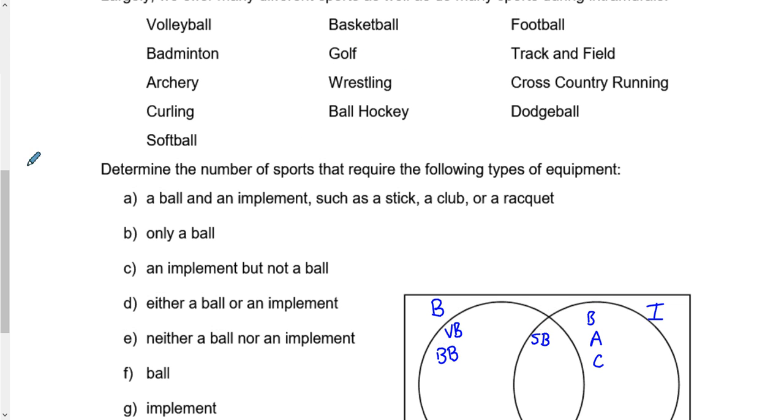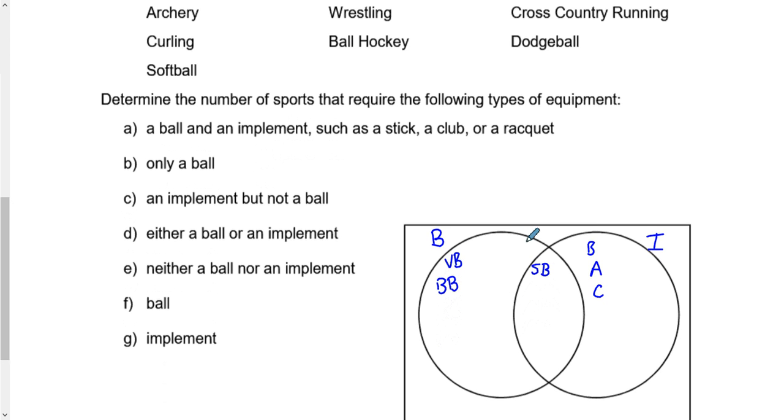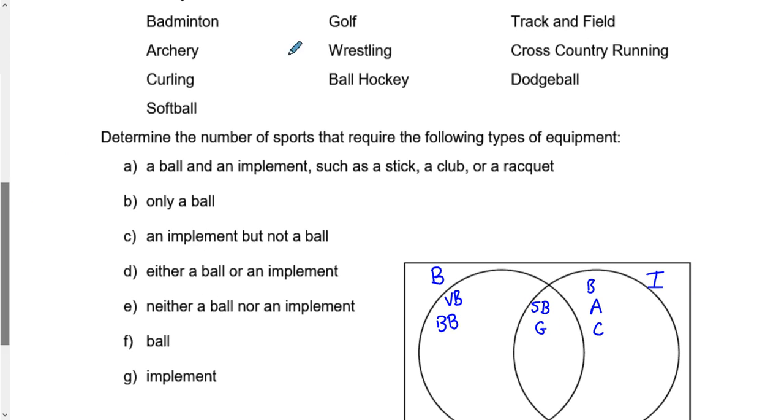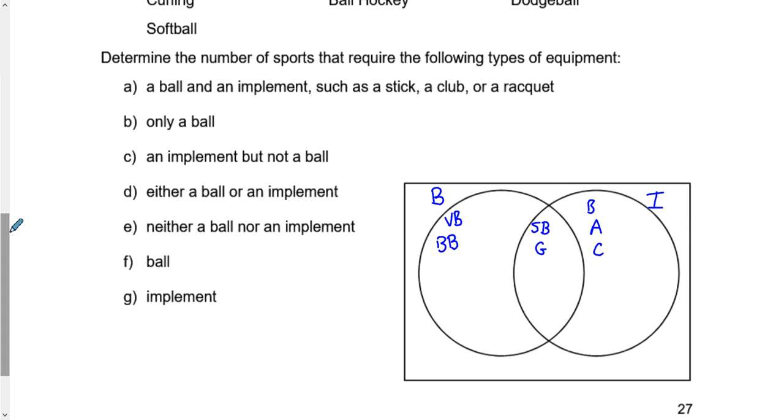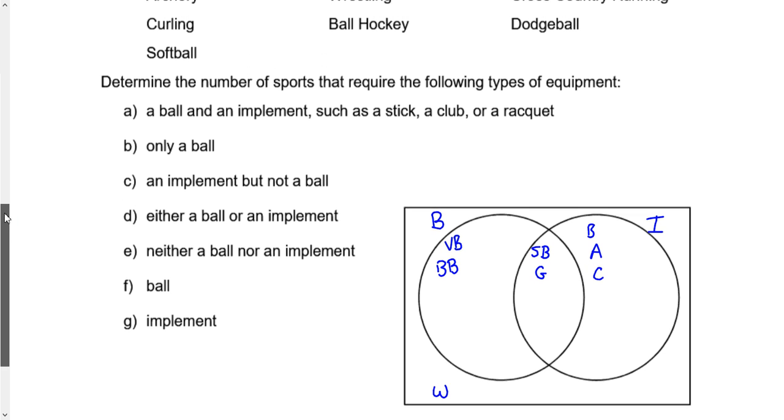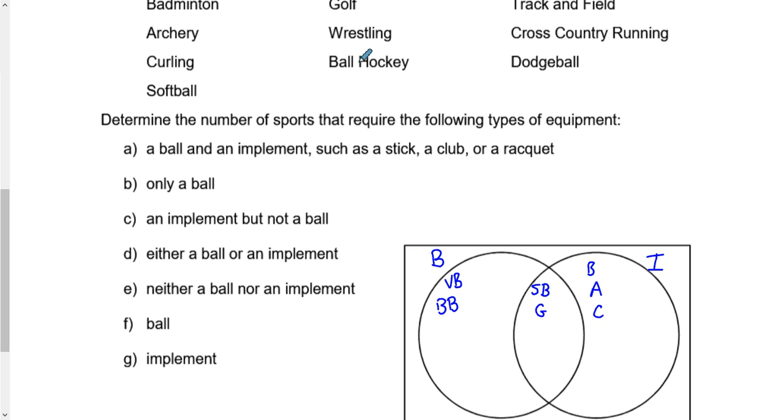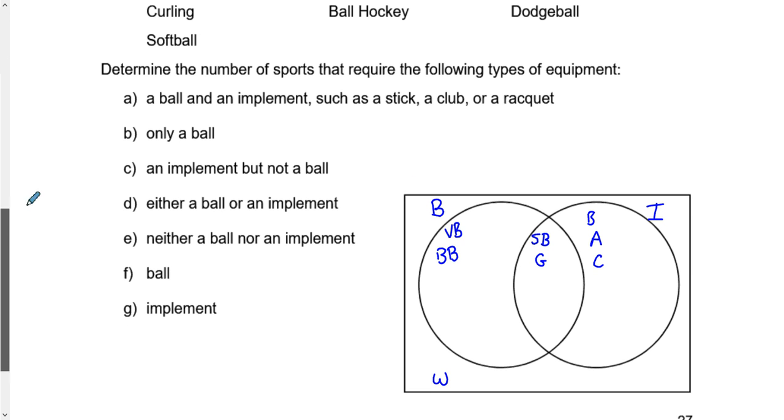Golf. Golf, you need a ball, but you also need clubs. So it needs both. Wrestling. Wrestling doesn't need a ball or an implement. It's completely non-handed combat. So it's still part of our entire universal set, but it's just not part of these. It's not going to be part of our Venn diagram. Ball hockey. Obviously, it needs a ball, but it also needs a stick.